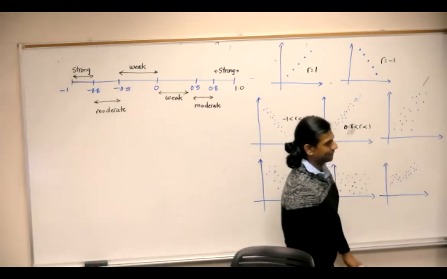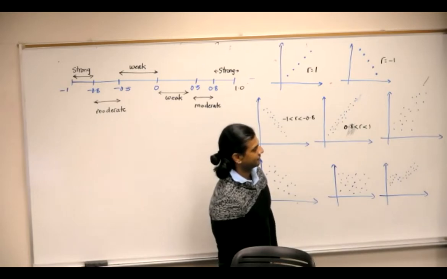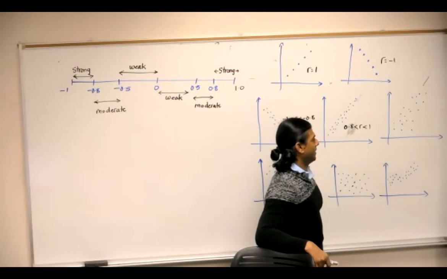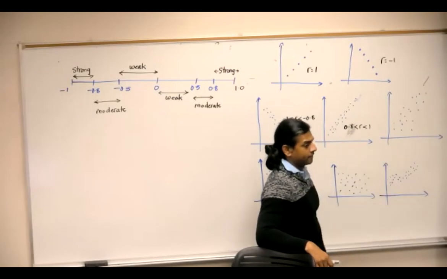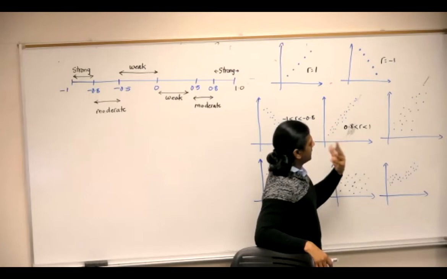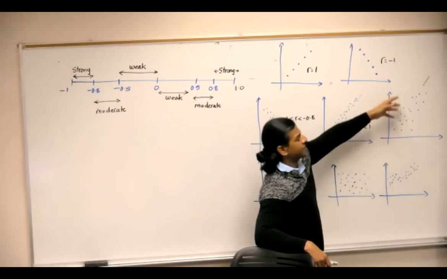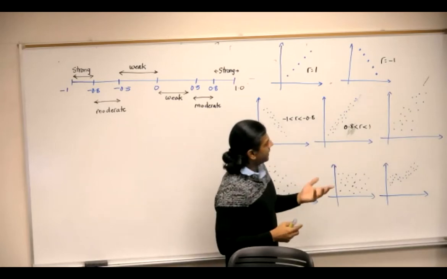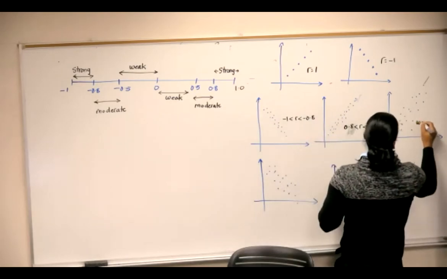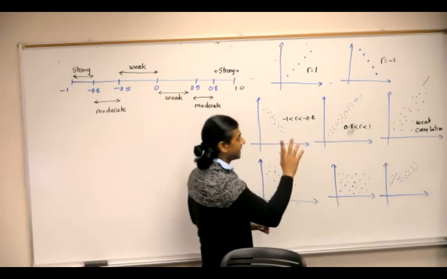How about the next case? Do you expect R to be positive? Yes. Could it be close to 1? No. So what would it be? Somewhere between 0 and 0.5. Again, I'm being very subjective. I don't know what the exact value of R is going to be. All I'm going to say is this is weak correlation between X and Y. It could be moderate, it could be weak. All I can say is it's not strong.